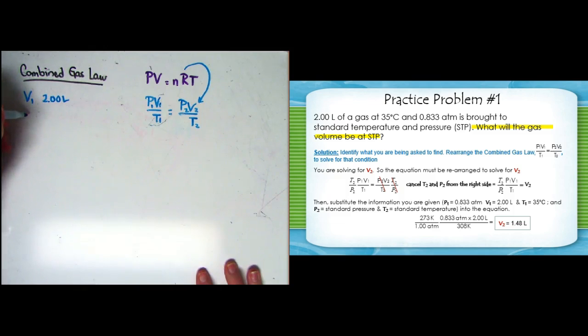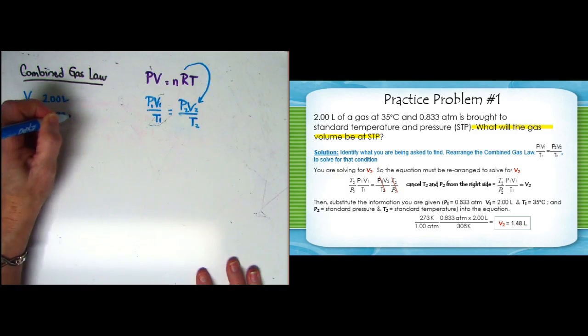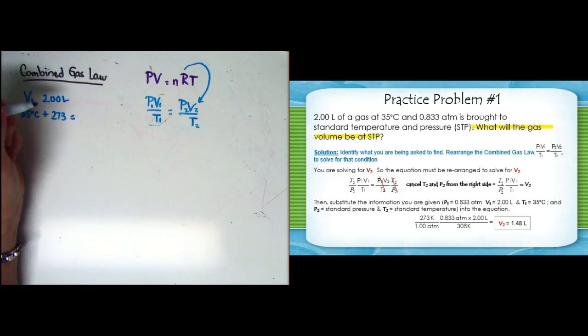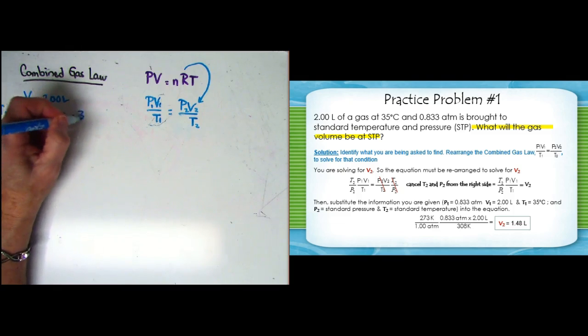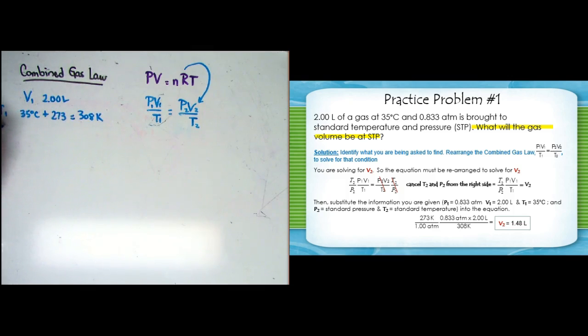Alright, what else do we have? We have 35 degrees Celsius. Oops, guess what? That's T1. But let's go ahead and change that over here to Kelvin, and we have 308 Kelvin.